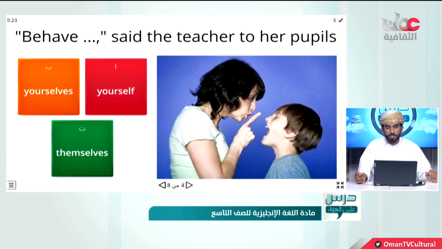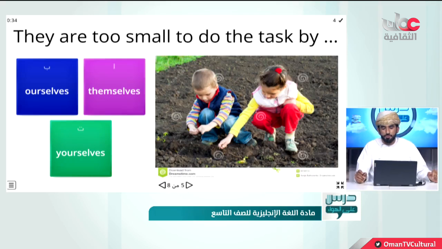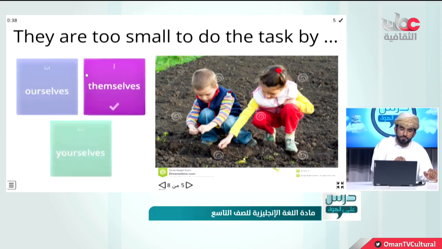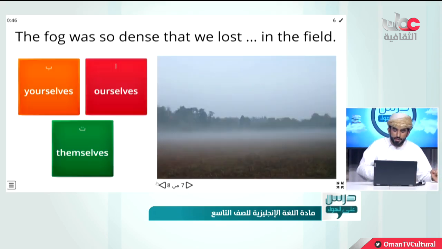Very nice. Going to behave, said the teacher to her pupils. Pupils, we're talking about a group of people. Yes? Behave yourselves. Excellent. They are too small to do the task by themselves, because themselves refers to they. And then, the dog managed to get in the house by itself. Exactly. And then going to number 7. The fog was so dense that we lost.